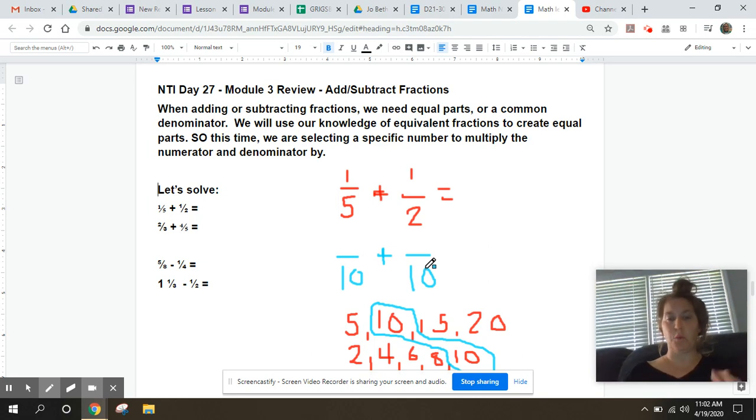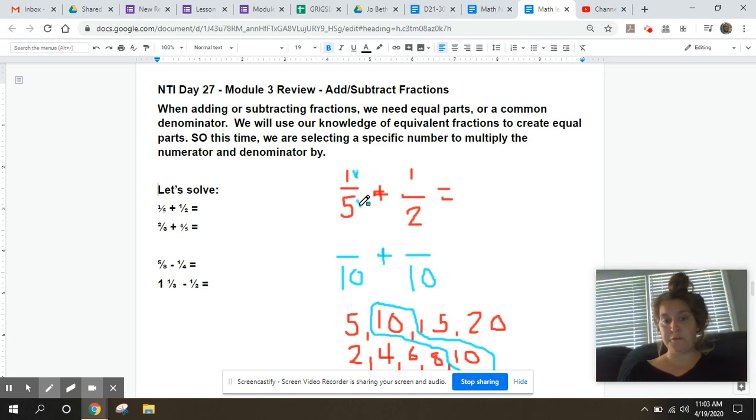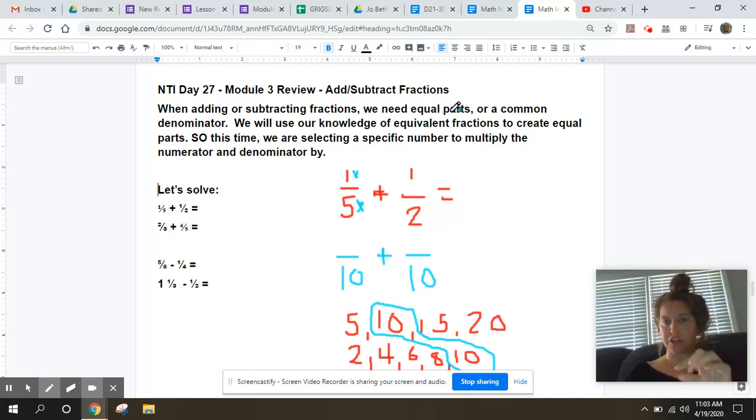Okay. So just like we learned yesterday, now my class was able to use these down here. What are we going to multiply 1/5 by to get an equivalent fraction that has a specific denominator of 10? And this is my notes up here. When adding or subtracting fractions, we need equal parts or a common denominator where we use our knowledge of equivalent fractions. So this time, yesterday, you got to pick any number you wanted to find an equivalent fraction.